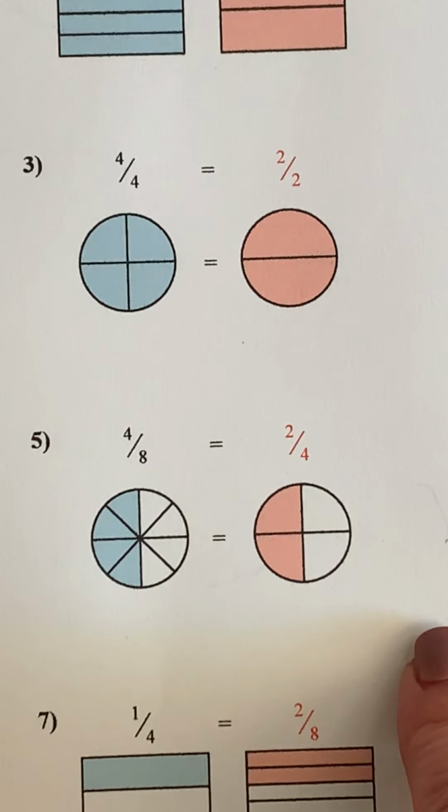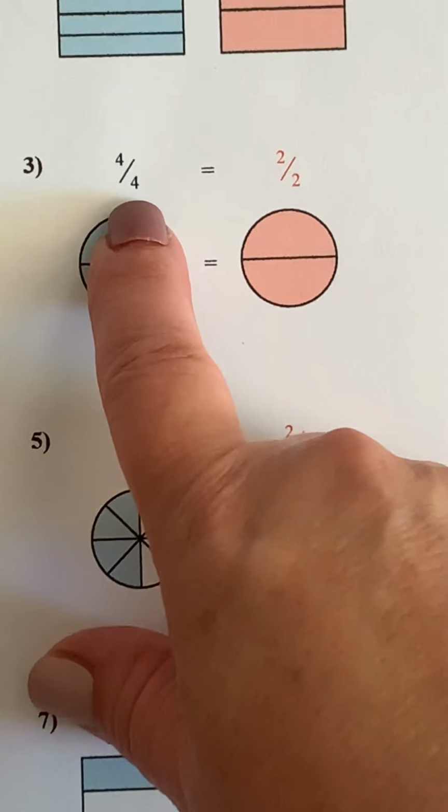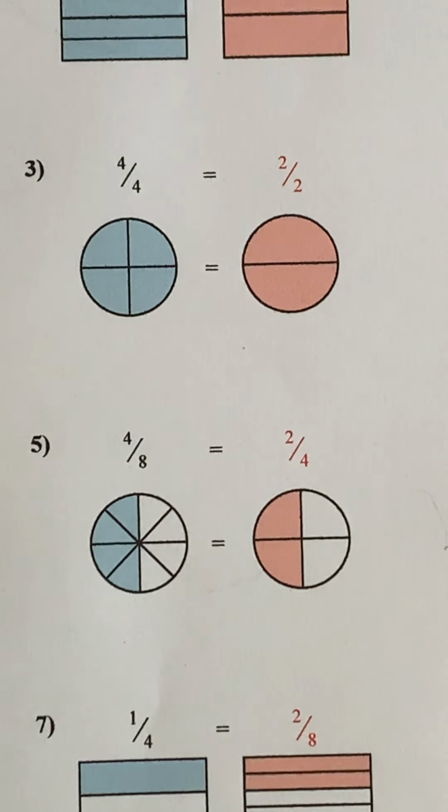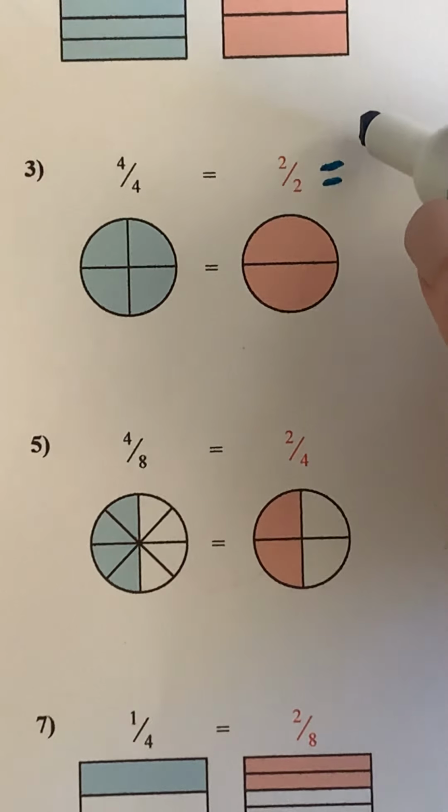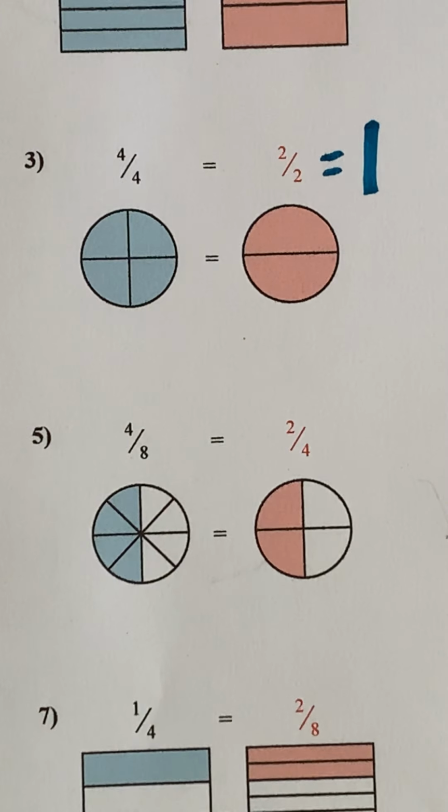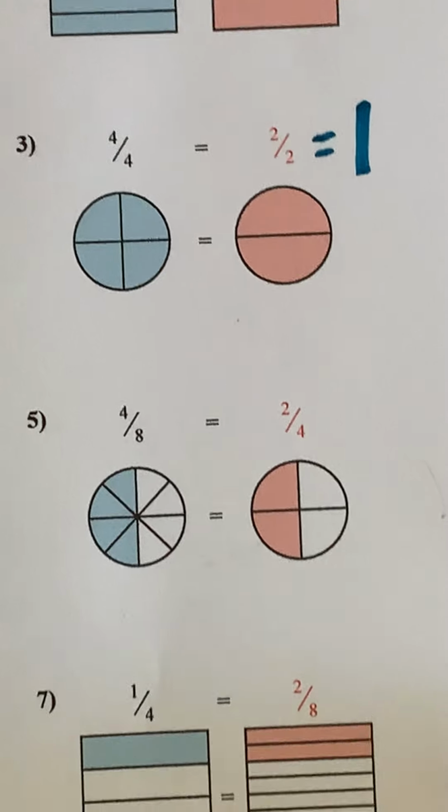And if you know this right here, I want to go over this again. 4/4 equals 2/2, because every fraction that has the same number on top as on bottom, the numerator and the denominator, always equals a whole. And that right there is proof of it. You will be seeing that again at some point.